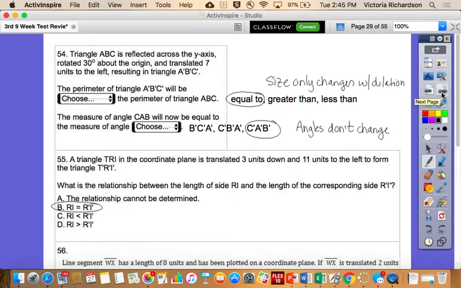Triangle ABC is reflected across the y-axis, rotated 30 degrees around the origin, and translated 7 units to the left, resulting in A prime, B prime, C prime. So the perimeter of triangle A prime, B prime, C prime will be equal to the perimeter of the first triangle, ABC, because size only changes with dilation, and we didn't have a dilation. The measure of angle CAB will now be equal to the measure of angle C prime, A prime, B prime, because just like before, your angles never change, no matter what we do to it.